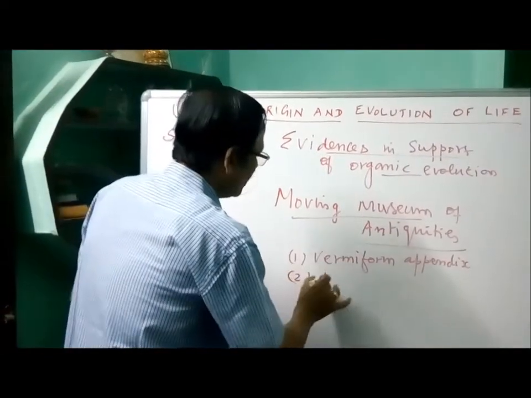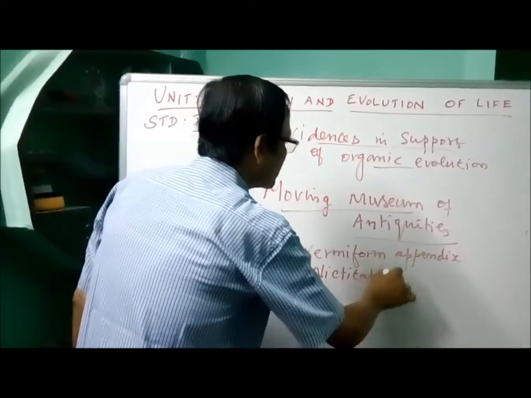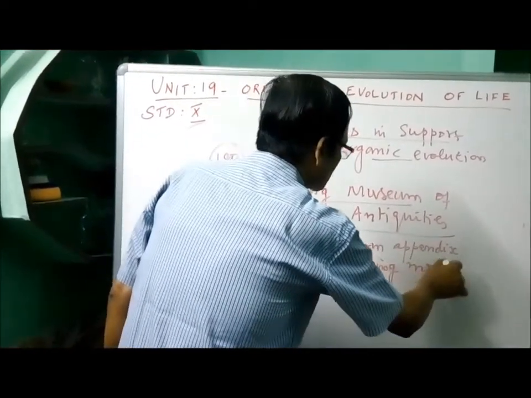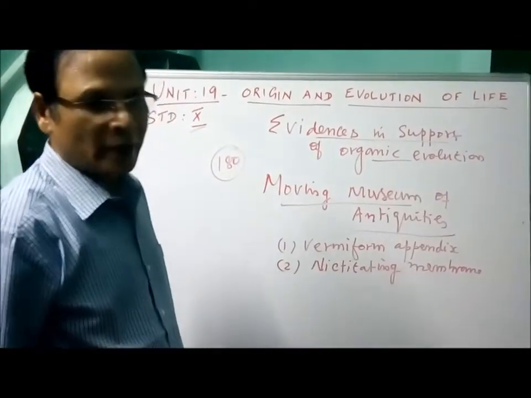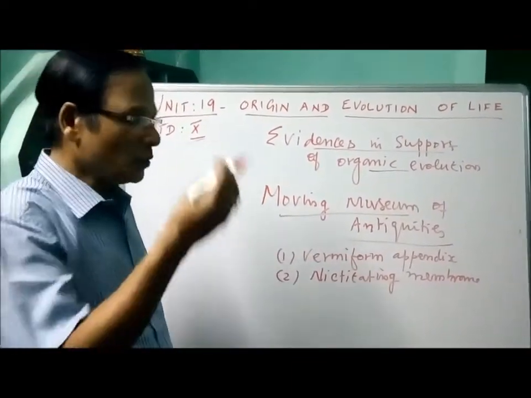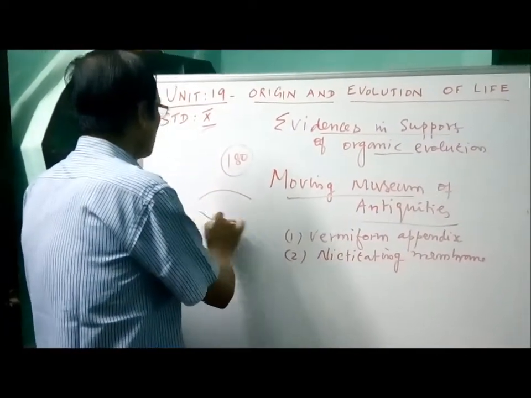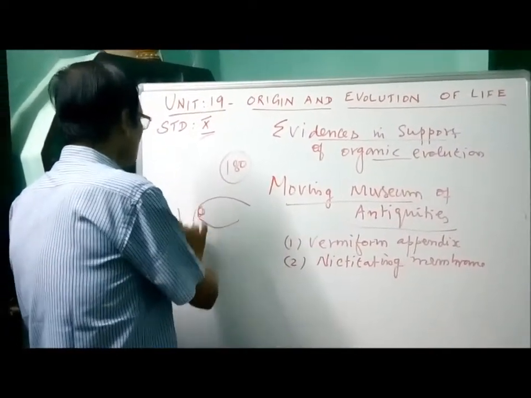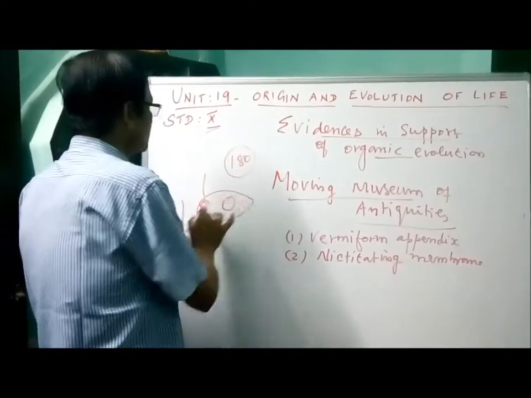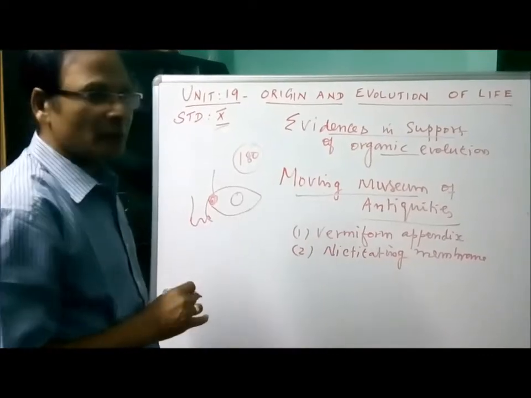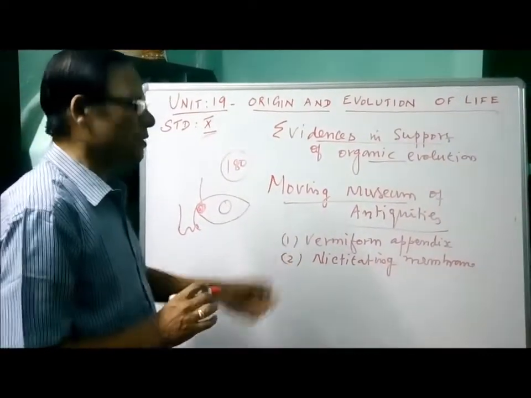Then, the nictitating membrane. In our ancestors, we had nictitating membranes used for closing the eye. But now it has been reduced into a small lobe-like structure. This is the reduced nictitating membrane, and it is called plica semilunaris.